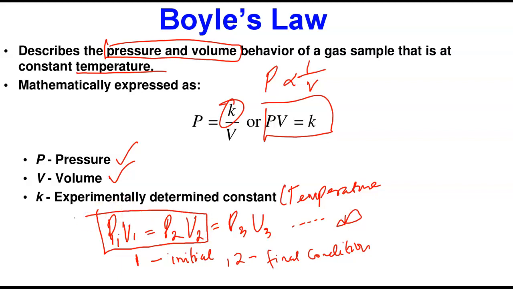So at any point in time, the law is trying to say that if temperature is kept constant and you increase the pressure of a gas, the volume is going to do what? Reduce, because the relationship is inversely proportional.